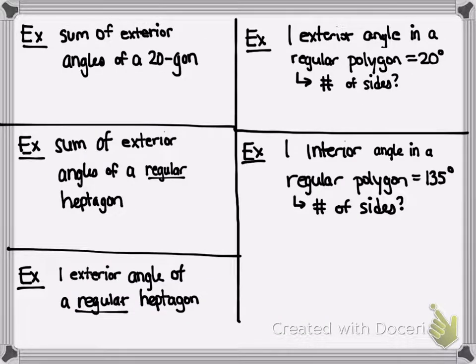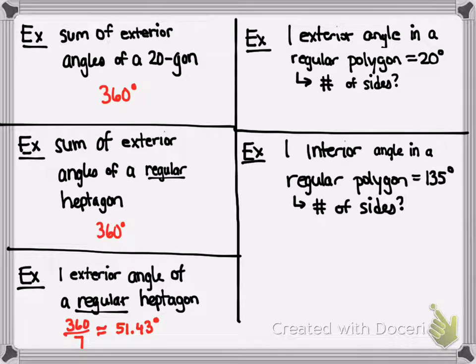So let's look at a few examples. Now the first two should be easy breezy and super fast. The sum of the exterior angles of a 20-gon, 360 degrees. The sum of the exterior angles of a regular heptagon, well, a heptagon has 7 sides, but it doesn't really matter, it's still 360 degrees. One exterior angle of a regular heptagon, now here's where we need to know the number of sides, right? We'll take that 360 degrees and divide by 7 to get approximately 51.43 degrees for one exterior angle in a heptagon.